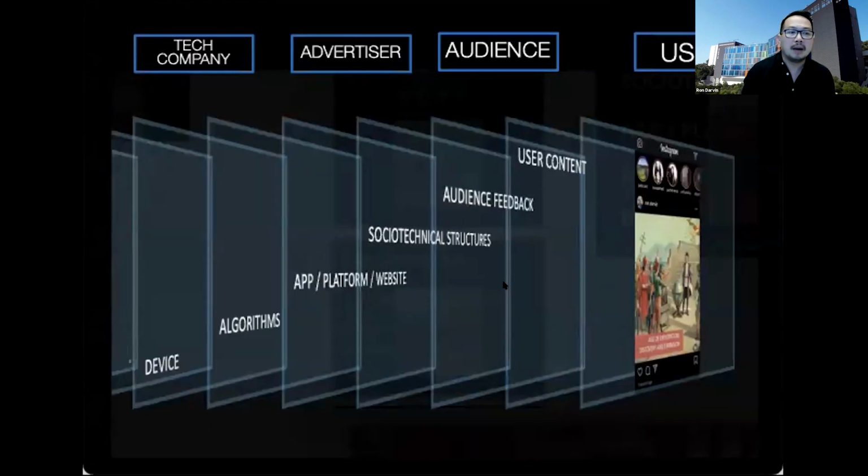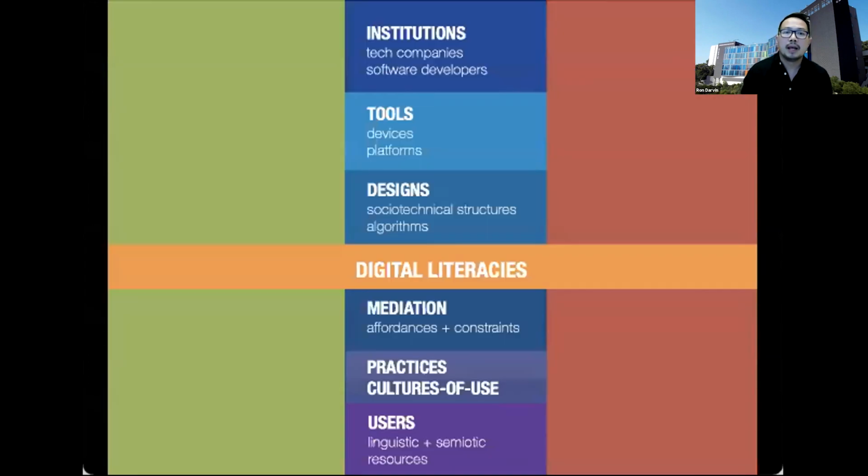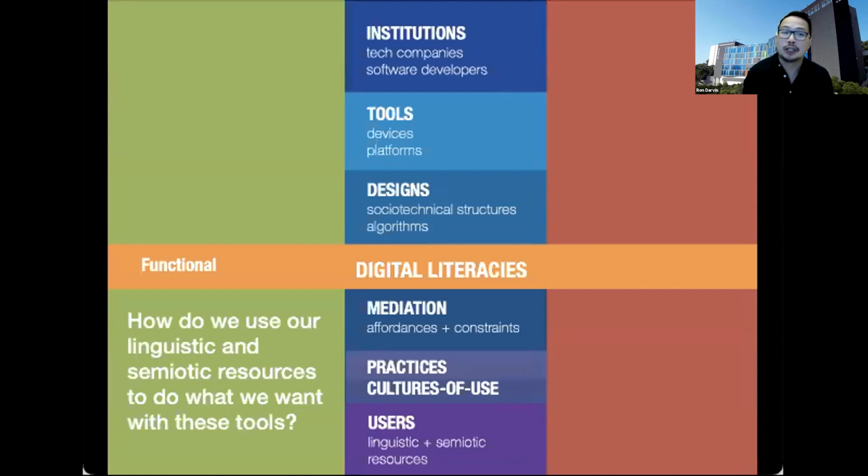As you've said, there are many different layers that are at work every time we use these technologies. And when we look at these layers, while it's true that we need certain functional digital literacies, where we are able to use our linguistic and semiotic resources to do what we want with these tools, to allow them to function based on our own intentions.